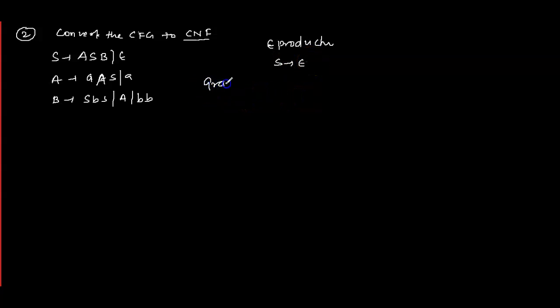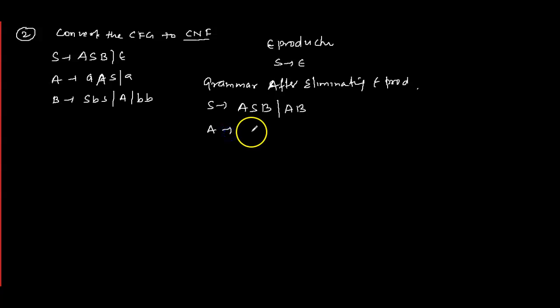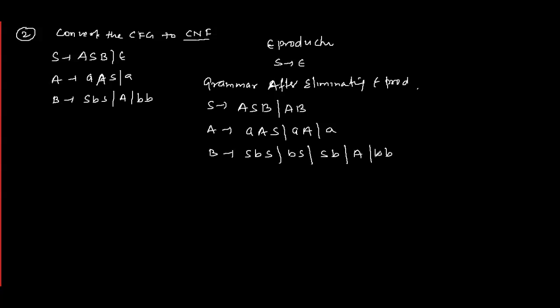So grammar after eliminating epsilon productions, you can write it here. Just in the place of S, we have to write epsilon. So ASB is there. If S is epsilon, then AB. A derives AS, and if you put epsilon, it will be A as it is. B derives SBS; if you put epsilon in one, you will get BS, and in the other, SB. A as it is, and B. This is after eliminating the epsilon productions.